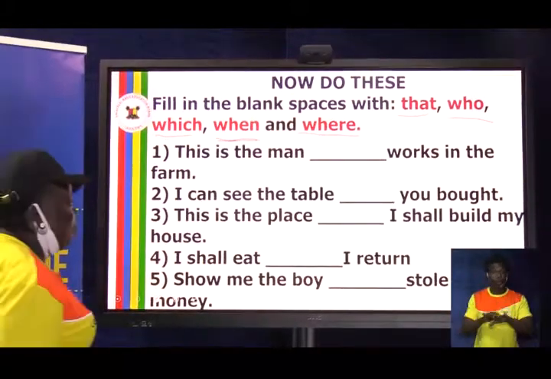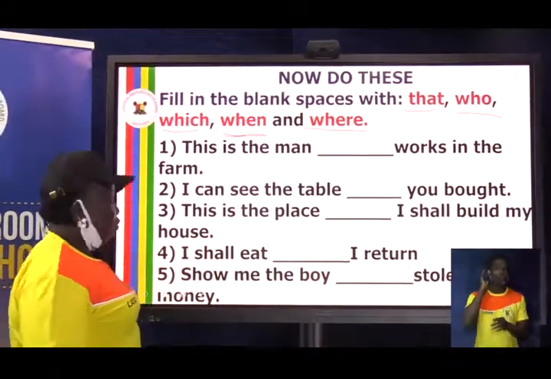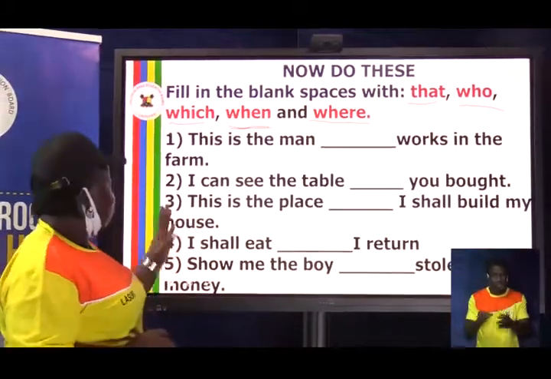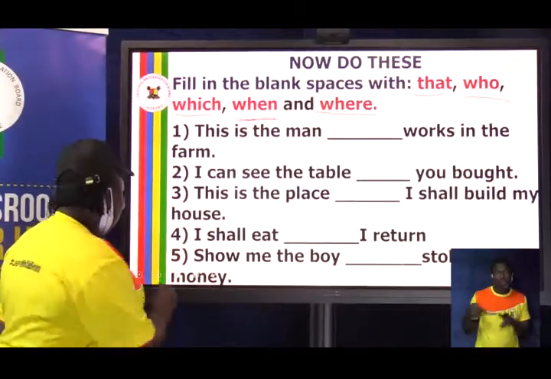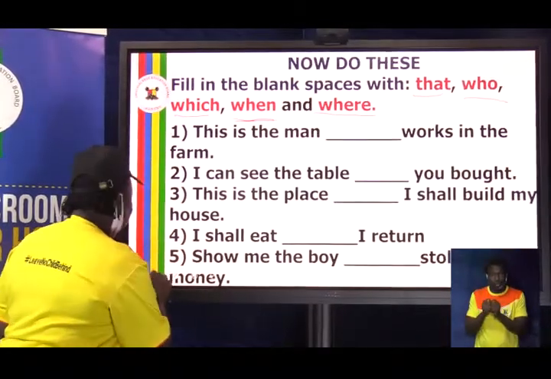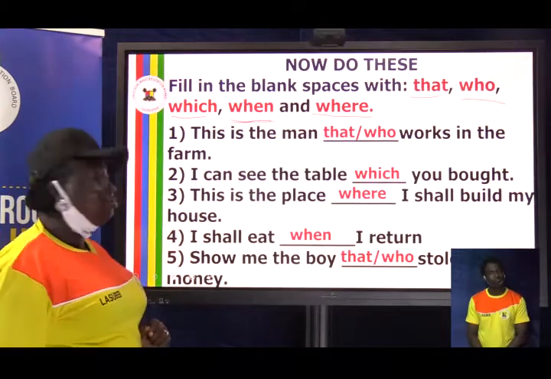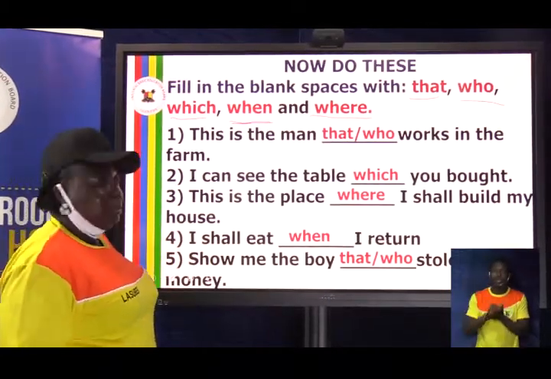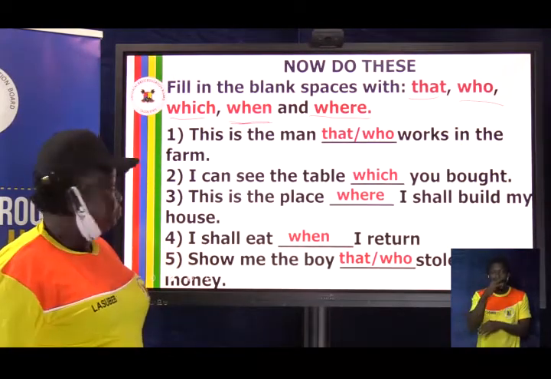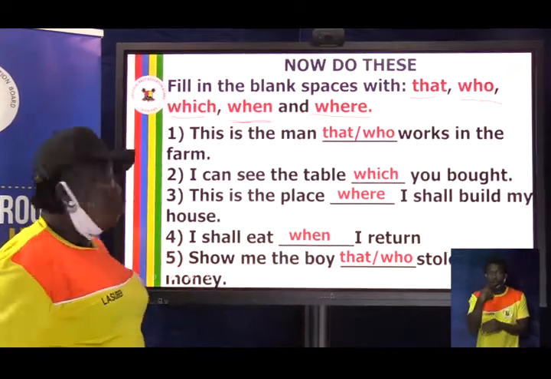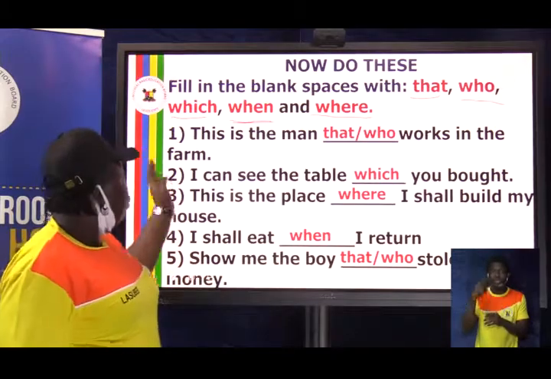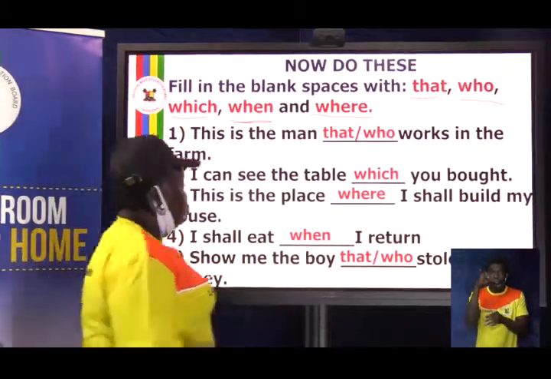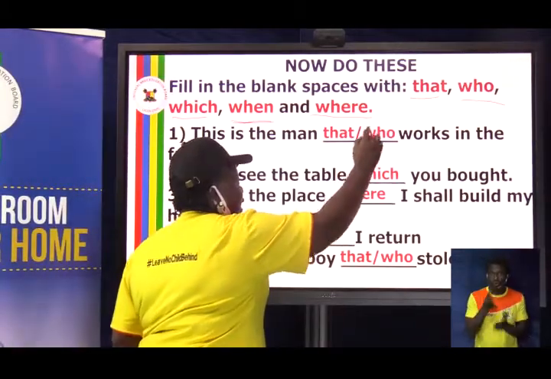Eyes on me. I trust you. You would have finished supplying the answers. So let's do the correction together. Number 1, this is the man that works in the farm. This is the man who works in the farm. If you choose any of the 2, you're correct. Please tick it right.